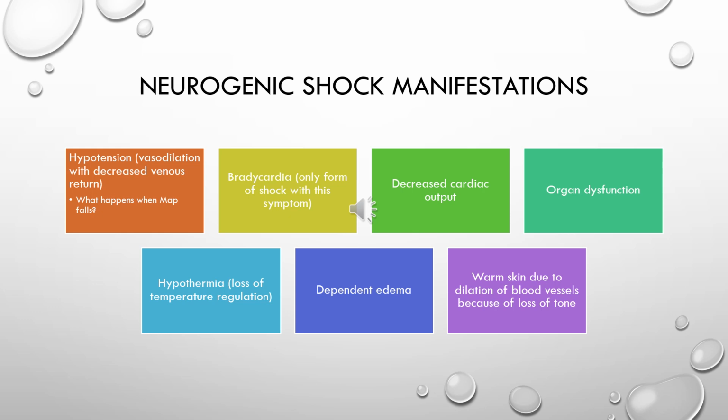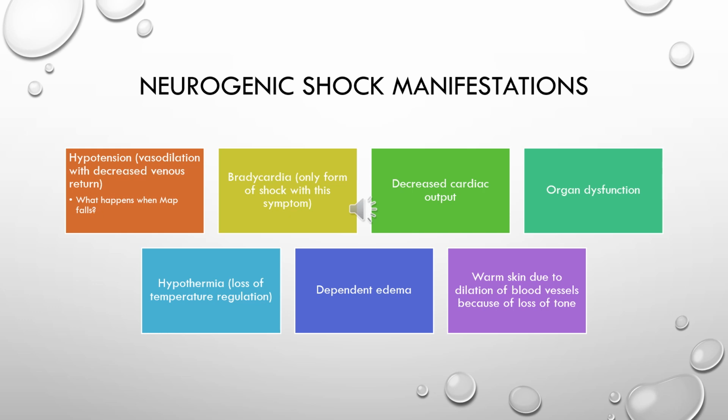And when that happens, our mean arterial pressures fall. And when our mean arterial pressures fall, what does that mean? Well, it means that our main organs are not going to be able to get perfused because we're not maintaining that mean arterial pressure. This particular type of shock is the only form of shock in which you will see bradycardia, and it goes back again to the fact that the parasympathetic system is left unchecked because the signals can't be sent from the sympathetic nervous system.